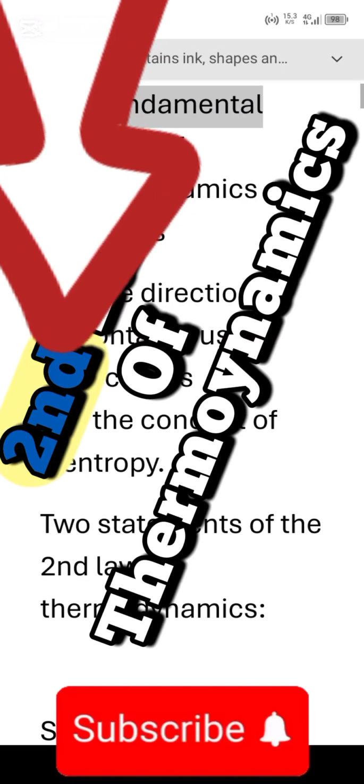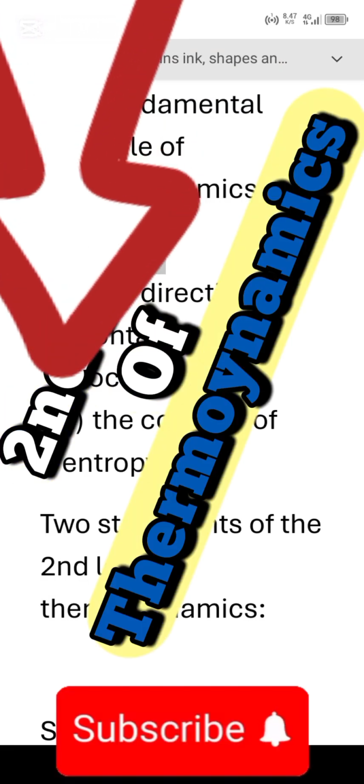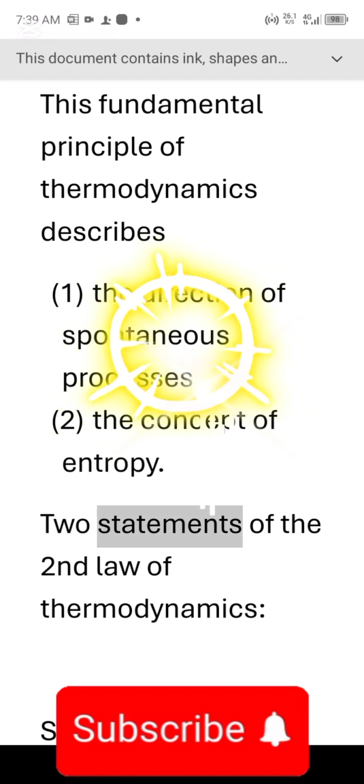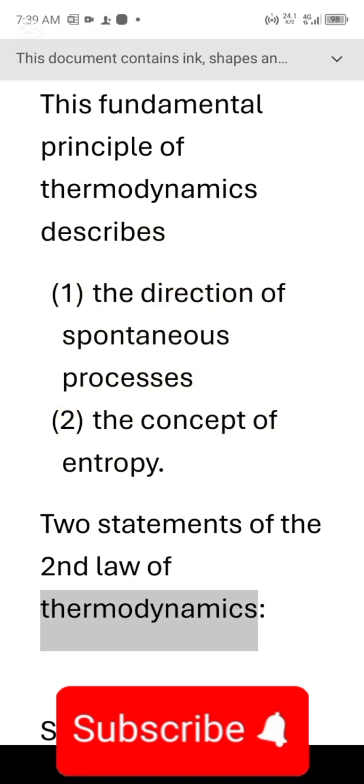Second law of thermodynamics. This fundamental principle of thermodynamics describes the direction of spontaneous processes, the concept of entropy. Two statements of the second law of thermodynamics.